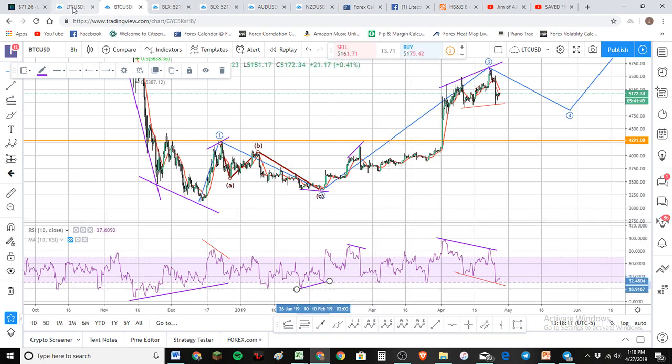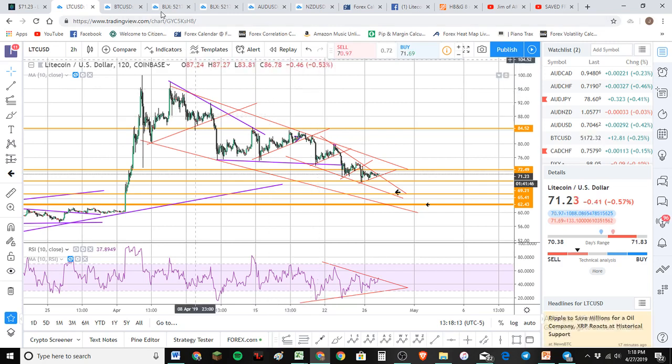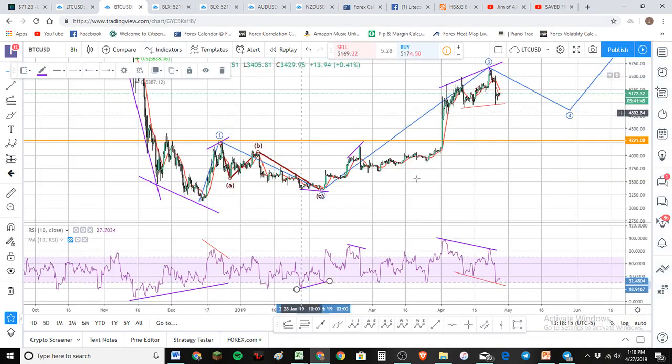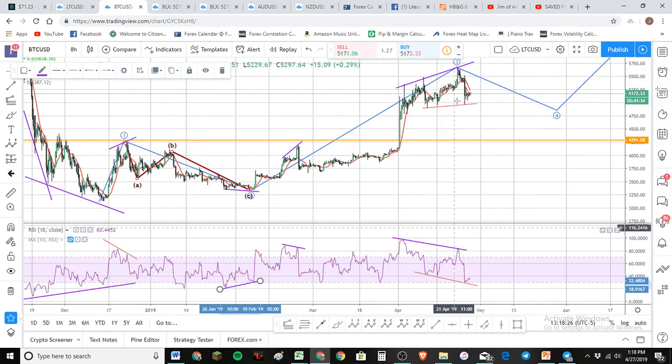I'm trying to think which chart I had that marked on. Let me see here. I think it's this chart. I just forgot where I saw it. It's not as simple to see as you might think. Well, this is right now.